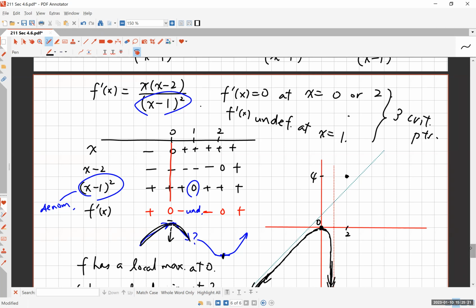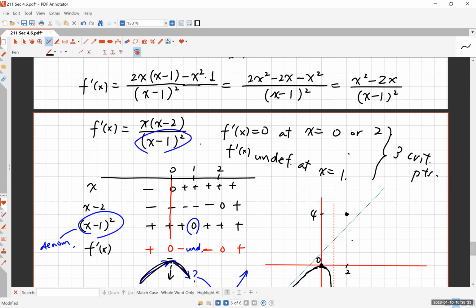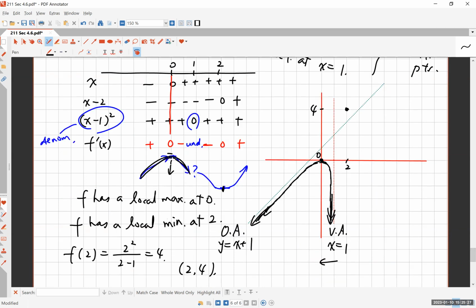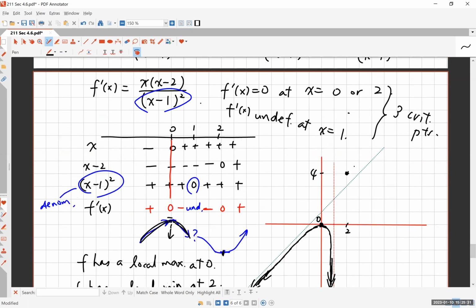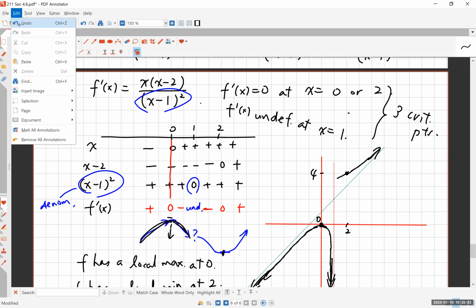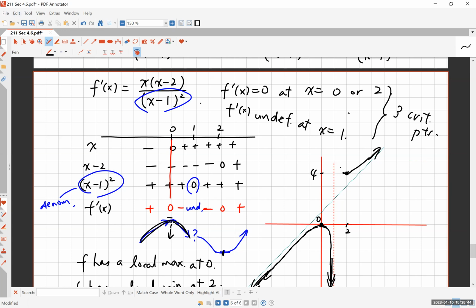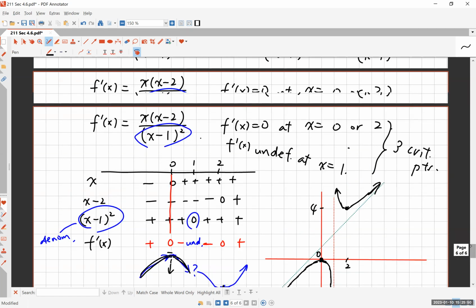Okay, and again, since we know it's a local minimum, and there are no other local maxima or minima except for 0, 0, and 2, 4, if this is a local minimum, it has to get closer and closer to the oblique asymptote. You don't have any choice but to go this way. And it can't go under like this because it was a local minimum. So it has to move up from here and get closer and closer to the vertical asymptote. So that must be the graph of this function.